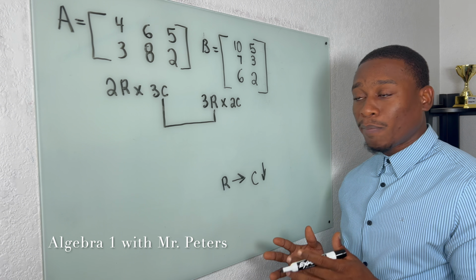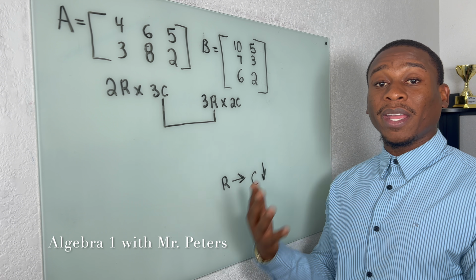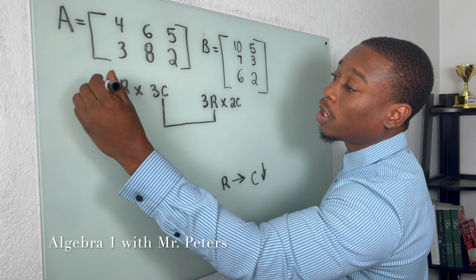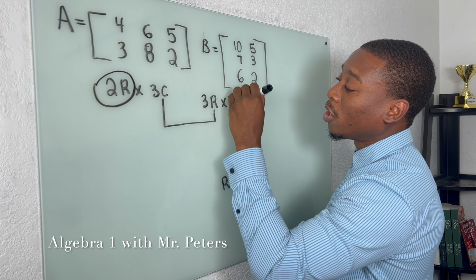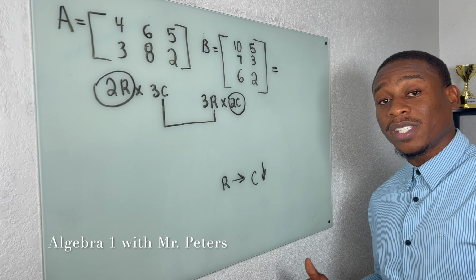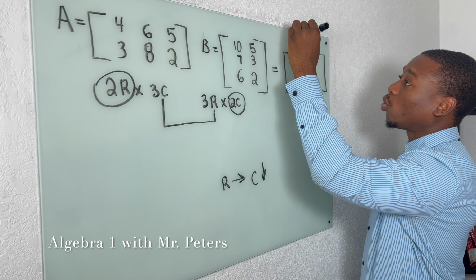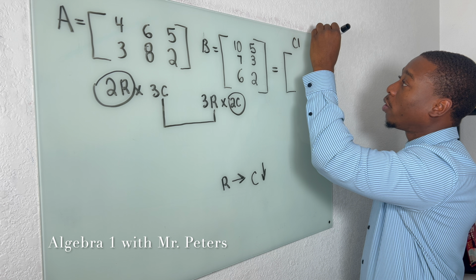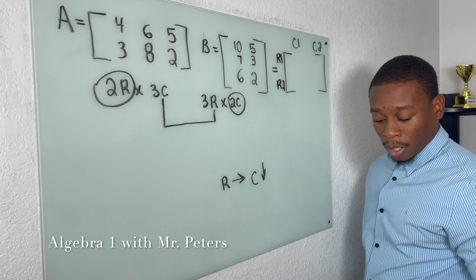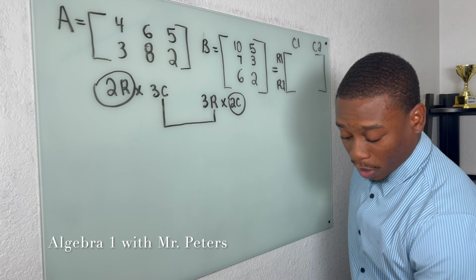Now, the second part is students wonder, hey, what is going to be the answer? What is the other matrix going to look like after I multiply? And that comes from the outside numbers. So after I multiply these two matrices together, I'm going to have one that's two rows by two columns. So we have column one, column two, row one, and row two. And the way that we're going to multiply this, I'm going to show you guys.